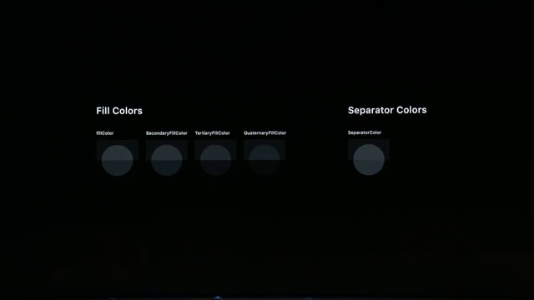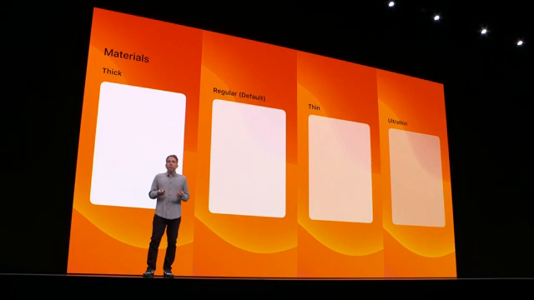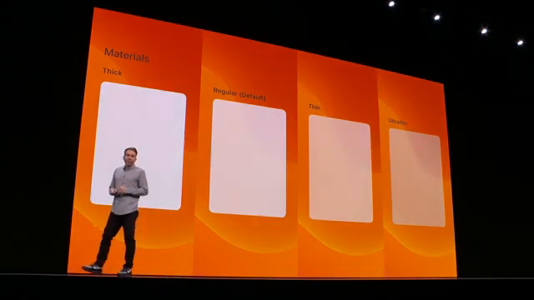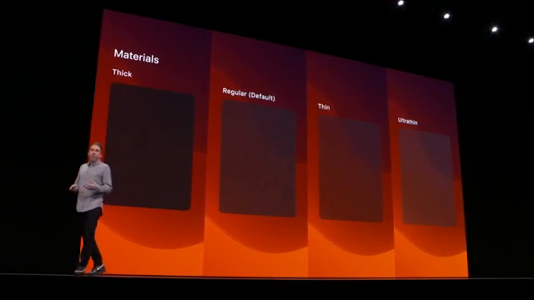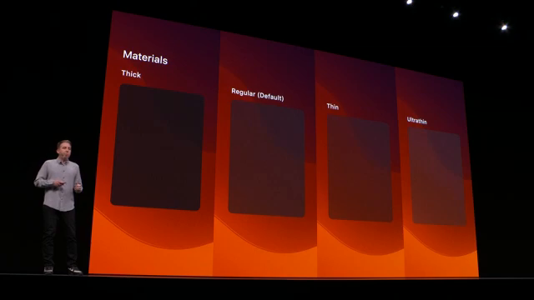Okay, moving on to materials. Materials have been overhauled and refined with iOS 13. There are now four materials for you to choose from with a range of translucency levels: thick, regular, thin, and ultra-thin. These materials have been designed to work well against a variety of background contexts. Their appearance will change dynamically based on whether someone is using your app in light or dark mode.